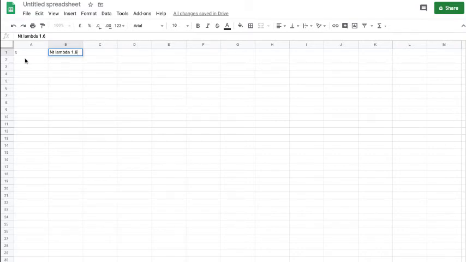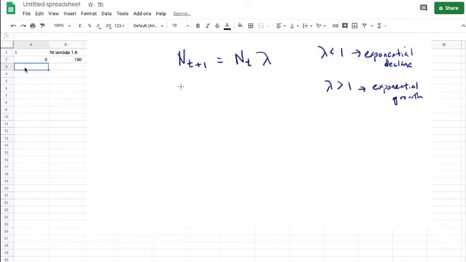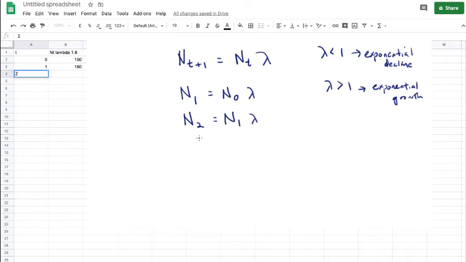Let's start with the population size n sub 0, which is the population size at time t equals 0, of 100 individuals. Lambda will be 1.6. I picked this number arbitrarily. Basically, any value greater than 1 would give us the same basic shape. At time t equals 1, the population size n sub 1 will be n sub 0 times 1.6, or 160.